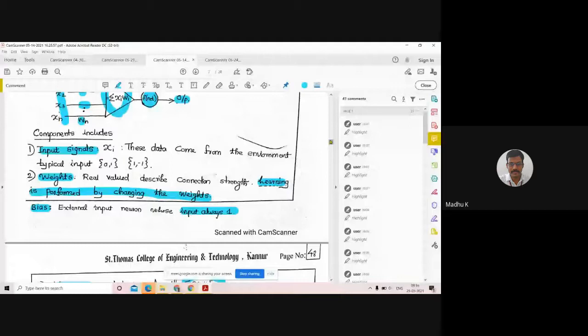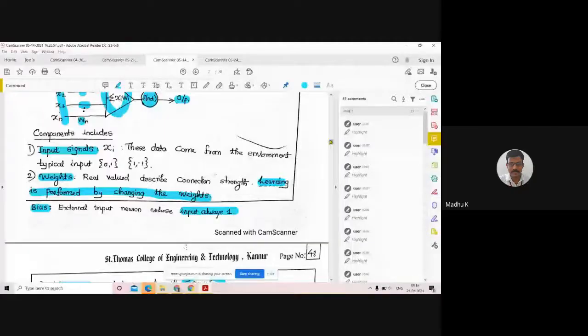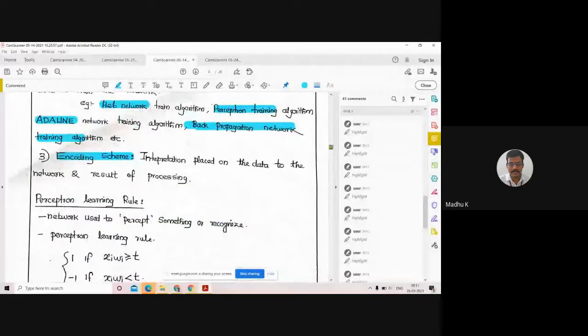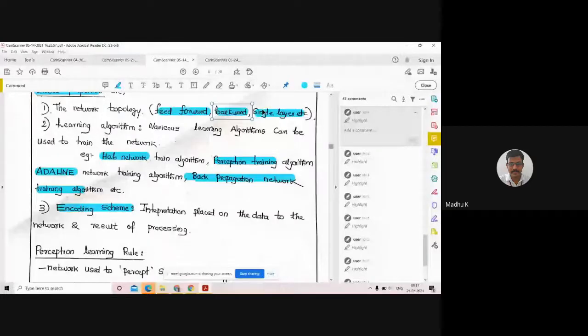That is input signals, weights, bias, net input, threshold function, etc. Threshold functions. Then global problems, there are three things. One is network topology: feed forward, backward, single layer, multi-layer, etc. Learning algorithm: which learning algorithm will we use in a network? This is Hebb network, perceptron training, ADALINE, backpropagation.